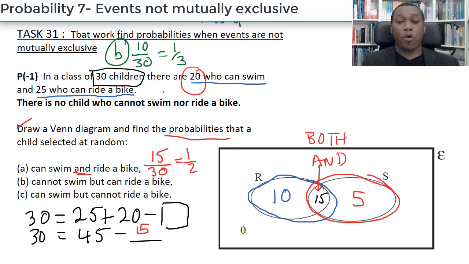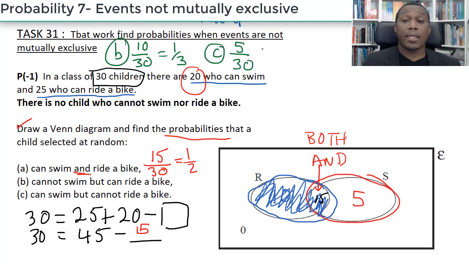And then finally for part C, can swim but cannot ride a bike. So cannot ride a bike, that means everybody in blue, bye bye, disappear, not interested in you. I'm only interested in the people who can swim. Swim only is the language we're thinking about. That means it's 5. The number is 5, so the probability is 5 out of 30 children, which you can simplify to be 1 on 6.